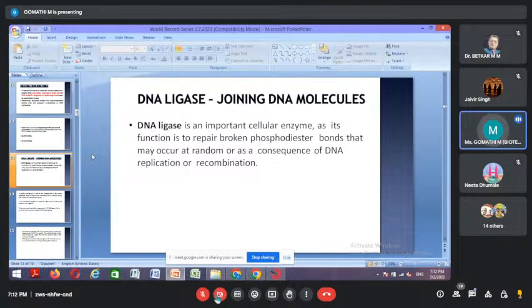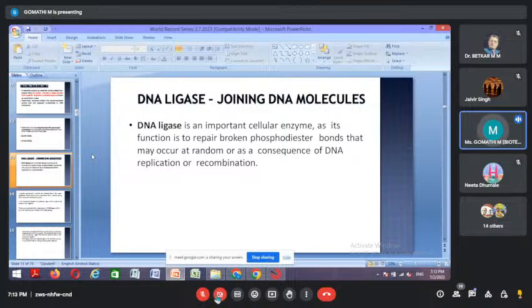And going to DNA ligase enzyme, it is the most important enzyme which is used to join the DNA molecules. DNA ligase is an important cellular enzyme as its function is to repair broken phosphodiester bonds that may occur at random or as a consequence of DNA replication or recombination. So we know DNA multiplies. That process is called replication. So one DNA is copied to another molecule. The same DNA being reproduced is called replication.